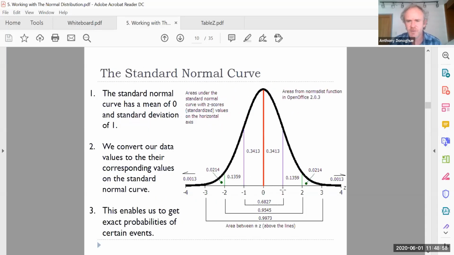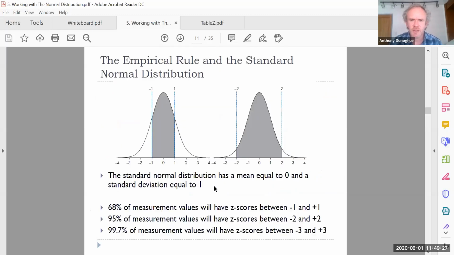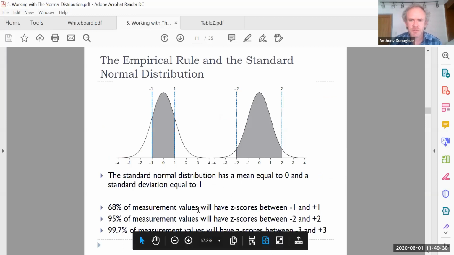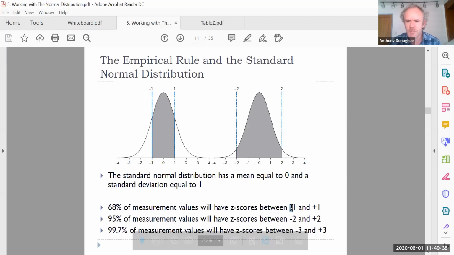So if a height value that we're converting to a z-score has a z-score of 1, it means it's 1 standard deviation above the mean. If its z-score is 2, it's 2 standard deviations above the mean, and so on. All right, so those are the characteristics of the normal curve, and it's important to be aware of them. It's simply the same thing: 68% of values have a z-score between -1 and +1, because -1 is a value that is 1 standard deviation below the mean, and +1 is 1 standard deviation above the mean.